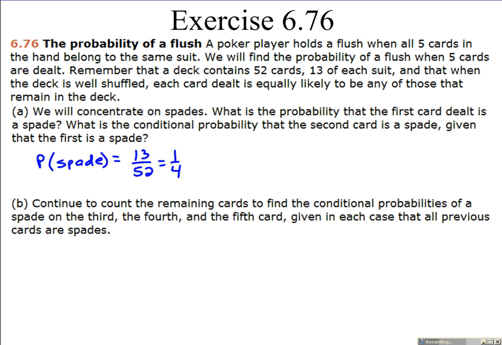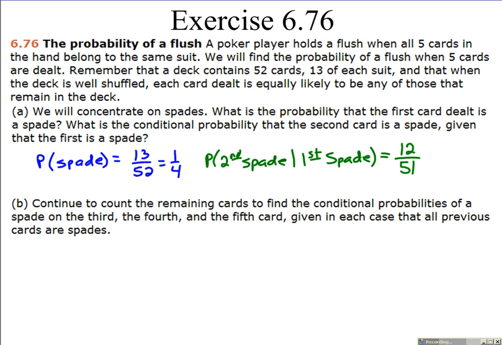What's the probability that the second card is a spade given that the first is a spade? Well, if I know that the first card dealt was a spade, I no longer have 13 spades to choose from. We only have 12 spades to choose from. And if I've dealt out a card, I no longer have 52 to choose from. I only have 51 to choose from. So you can kind of see the pattern that we're going to get here.